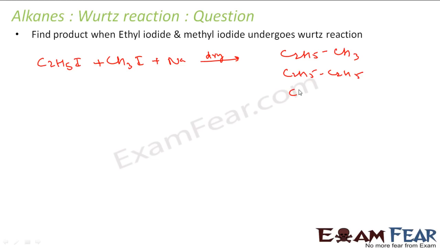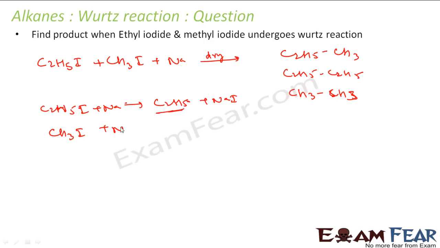The other is that this methyl radical reacts with methyl radical itself, correct? Three possible scenarios, correct? Because the intermediate, when it reacts with sodium, you will get C2H5 free radical, correct? Because C2H5I, when it reacts with sodium, will give C2H5 free radical and NaI. Similarly, CH3I, when you react with sodium, will give CH3 free radical plus NaI.